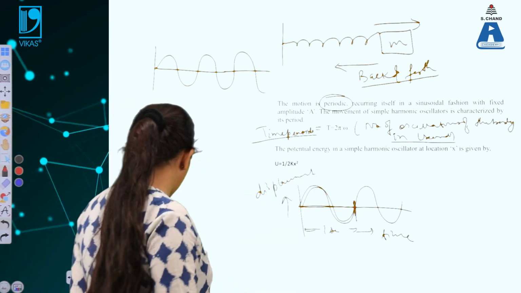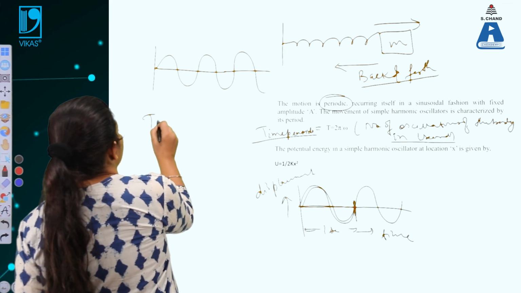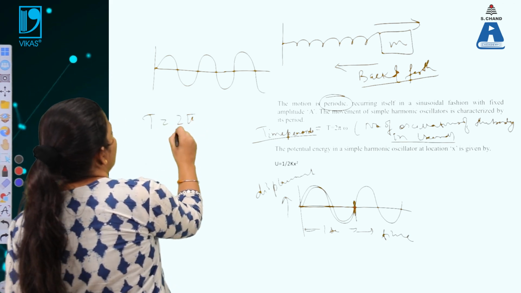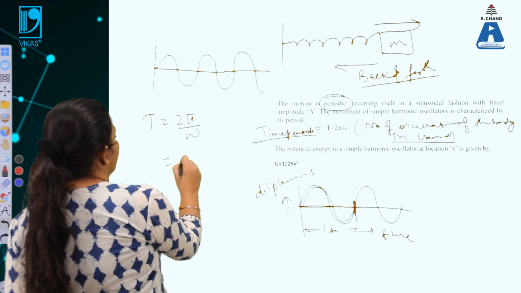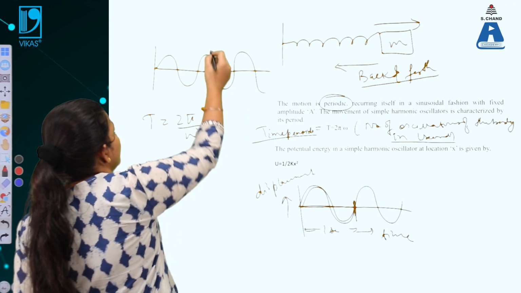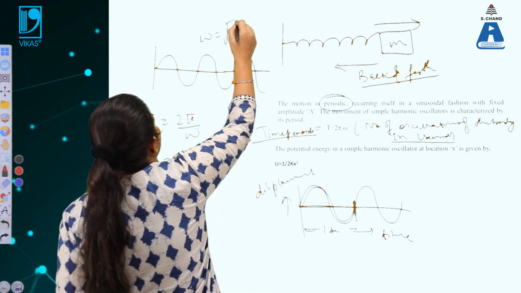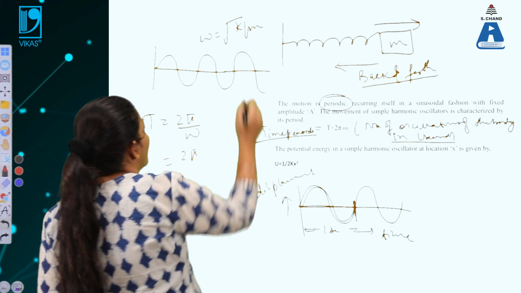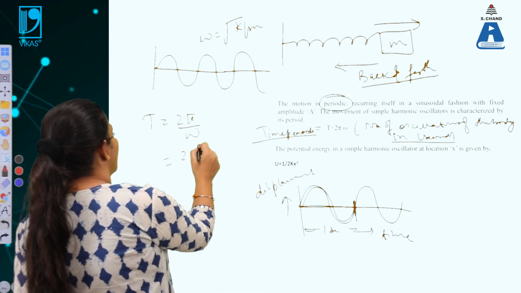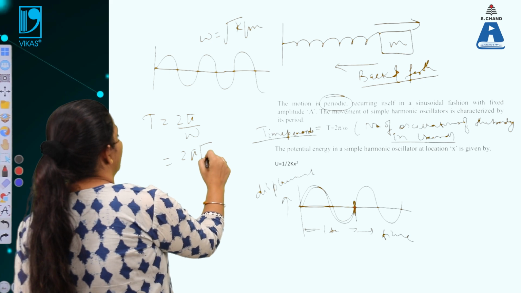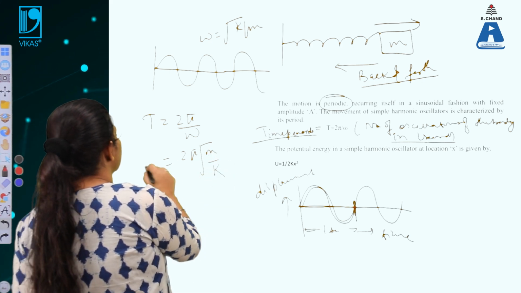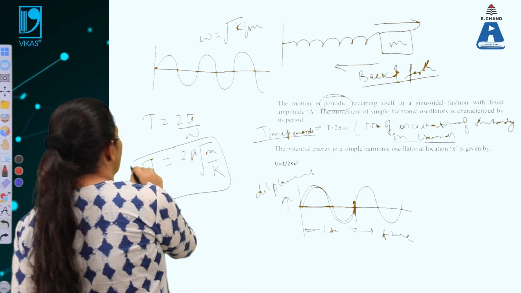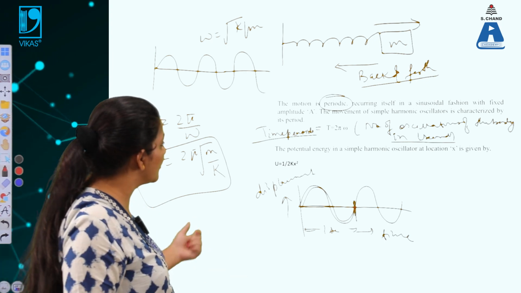Now the time period T is given by T = 2π/ω, and we know that the value of ω is √(k/m). Now substitute the value of ω over here, so that becomes T = 2π√(m/k). So this is the time period of oscillations, and that can be calculated over here.